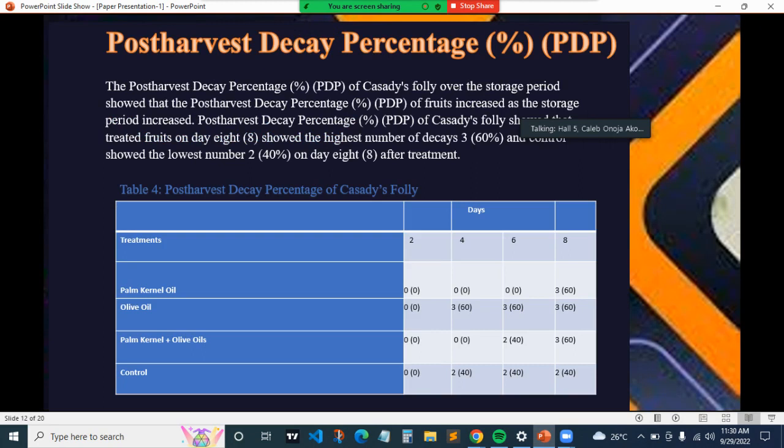Yes, for post-harvest decay percentage. The post-harvest decay percentage over the storage period showed that the post-harvest decay of fruit increased as the storage period increased. The post-harvest decay percentage of Casady Folly showed that treated fruit on day 8 showed the highest number of decays, and control showed the lowest number of decay. So the oil also had no effect on the decay of the tomato fruit during storage.